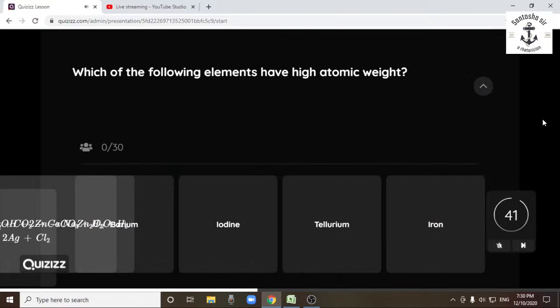Which of the following elements have high atomic weight? 35 seconds. 10 seconds.